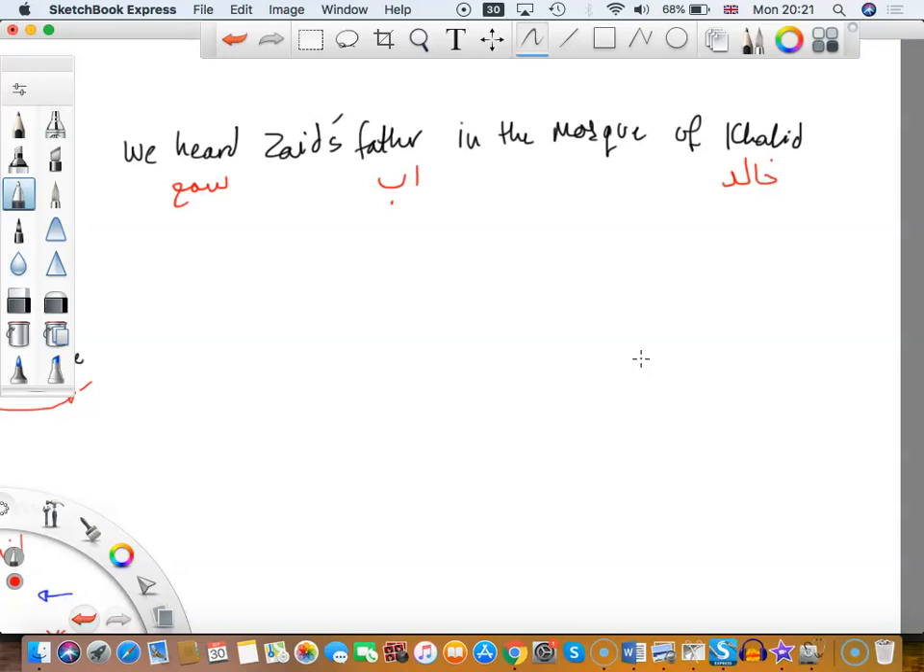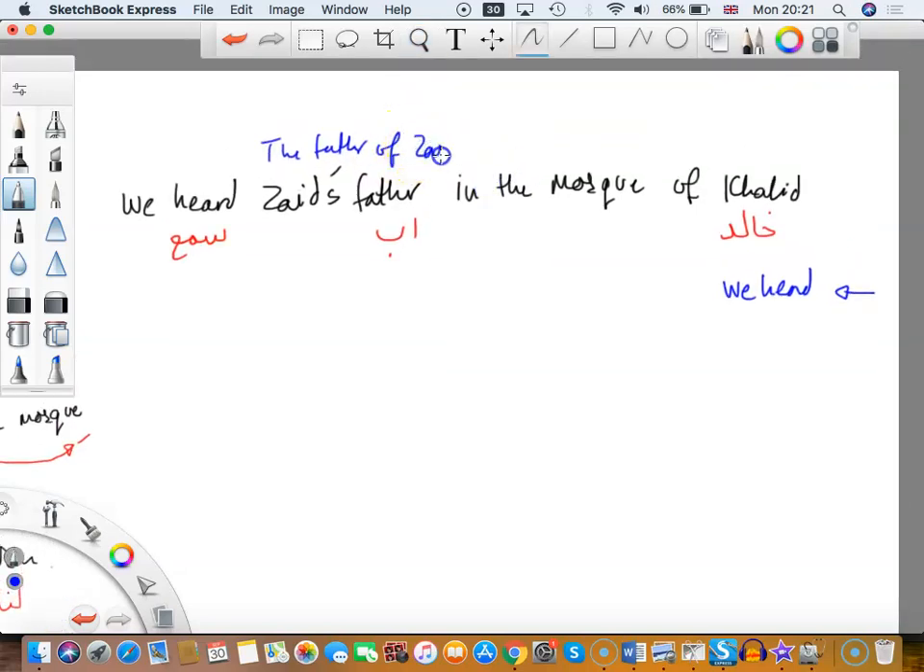Okay, let's have a go. So let's go through together then. So first of all, what do we do? Write it out from right to left. So we're going to write down, we heard. Then, Zayd's father, how are you going to put it into the of format? The father of Zayd, yeah? So write that there.